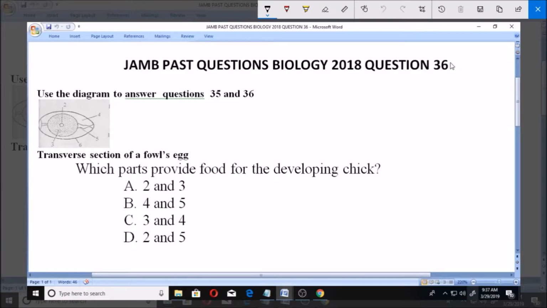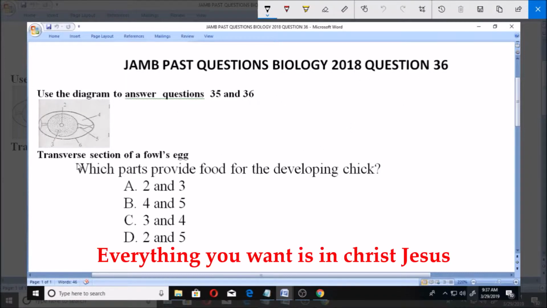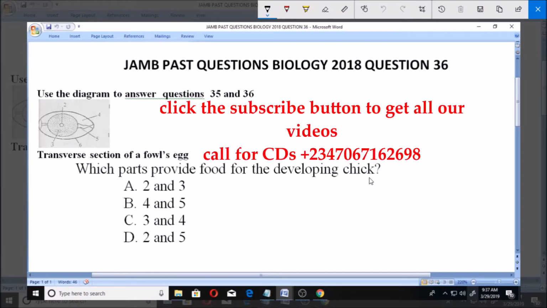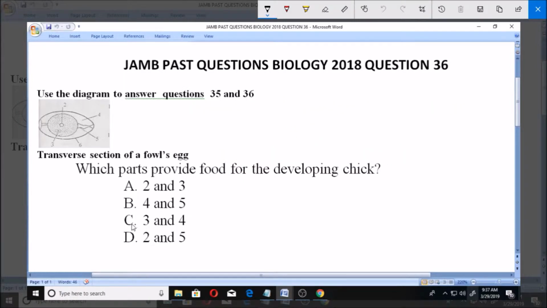Welcome. Let's look at question number 36 for JAMB Past Questions Biology 2018. Use the diagram below to answer questions 35 and 36. This is question 36. This is the diagram, the transverse section of a fowl egg. Which parts provide food for the developing chick? Is it A, 2 and 3, B, 4 and 5, C, 3 and 4, D, 2 and 5?